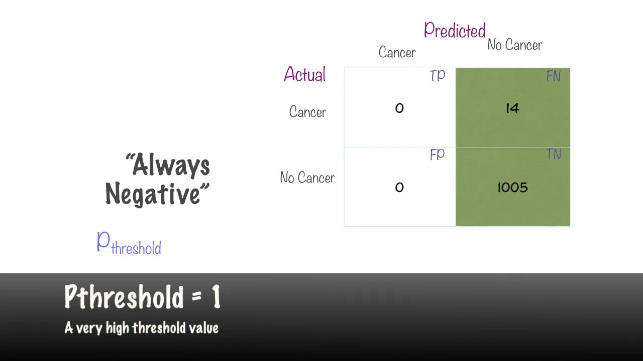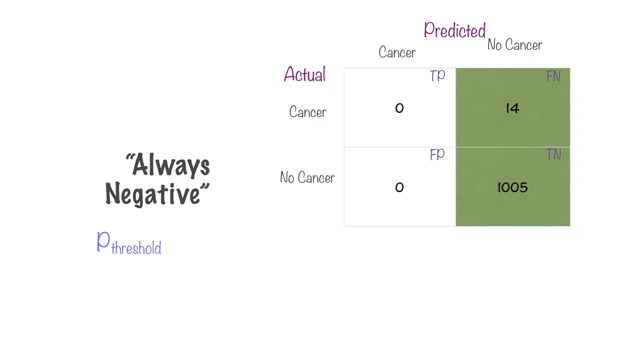The confusion matrix, when you set your threshold value to 1, looks a little different. It looks like what you see on screen. Notice that the predicted label of cancer has 0 instances. Whether cancer was actually present or not, since our machine learning model always says no cancer, there are no instances where cancer was predicted. Now, let's see how this affects the metrics that we use to evaluate this model.